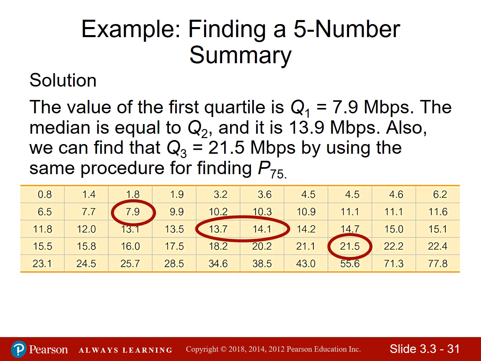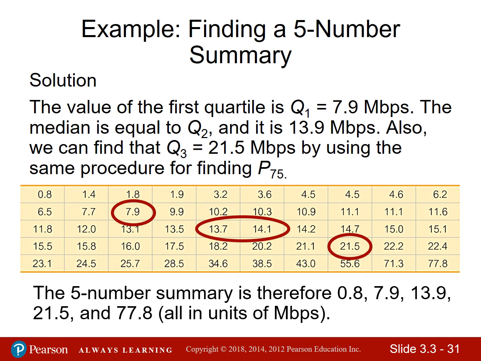Now Q3, you do the same thing. You get 75 divided by 100 times 50, and then you get 37.5, which gives 21.5. So the five-number summary is therefore 0.8, 7.9, 13.9, 21.5, and 77.8. 0.8 is the minimum, the lowest number, Q1 is 7.9, Q2 is 13.9, Q3 is 21.5, and the maximum is 77.8, right?